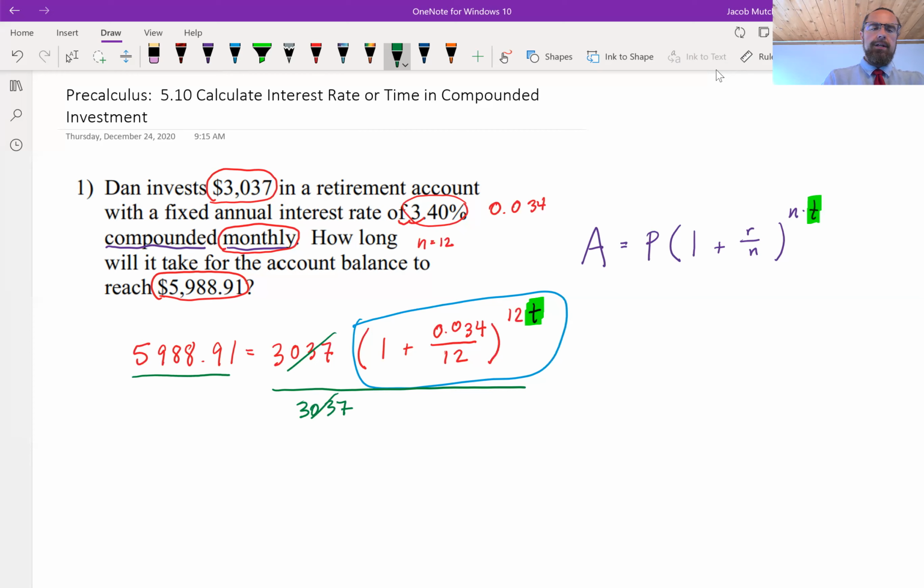That'll cancel there on the right side, and we'll record it here on the left. Similar to like what we did with continuously compounded interest, I don't want to do any intermediate calculations. I don't want to make any rounding. So I'm going to just record the entire expression, and then I'll input that into the calculator at the end in its entirety. So I'm not calculating there. I'm just putting the fraction 5988.91 over 3,037. And then on this right side, base 1 plus 0.034 over 12 to the power of 12t.